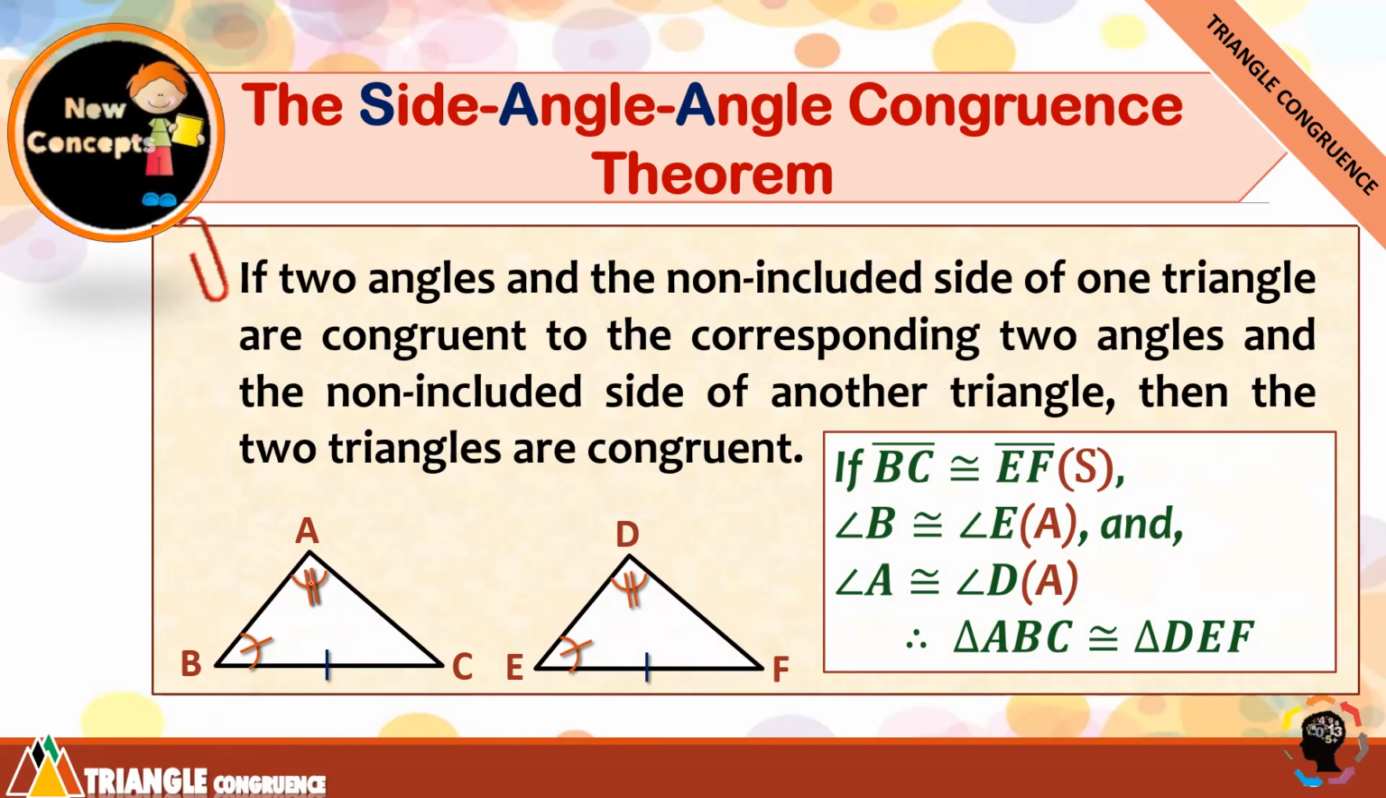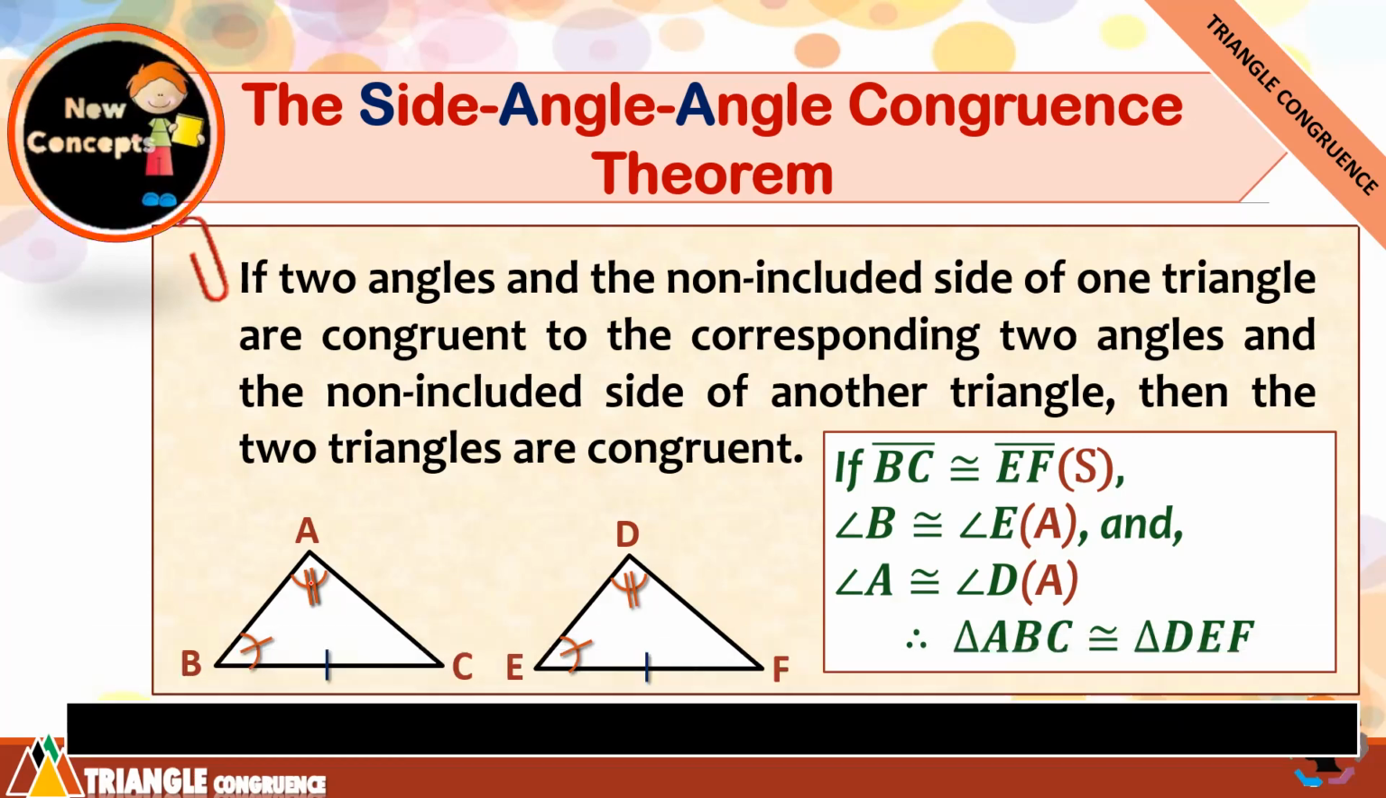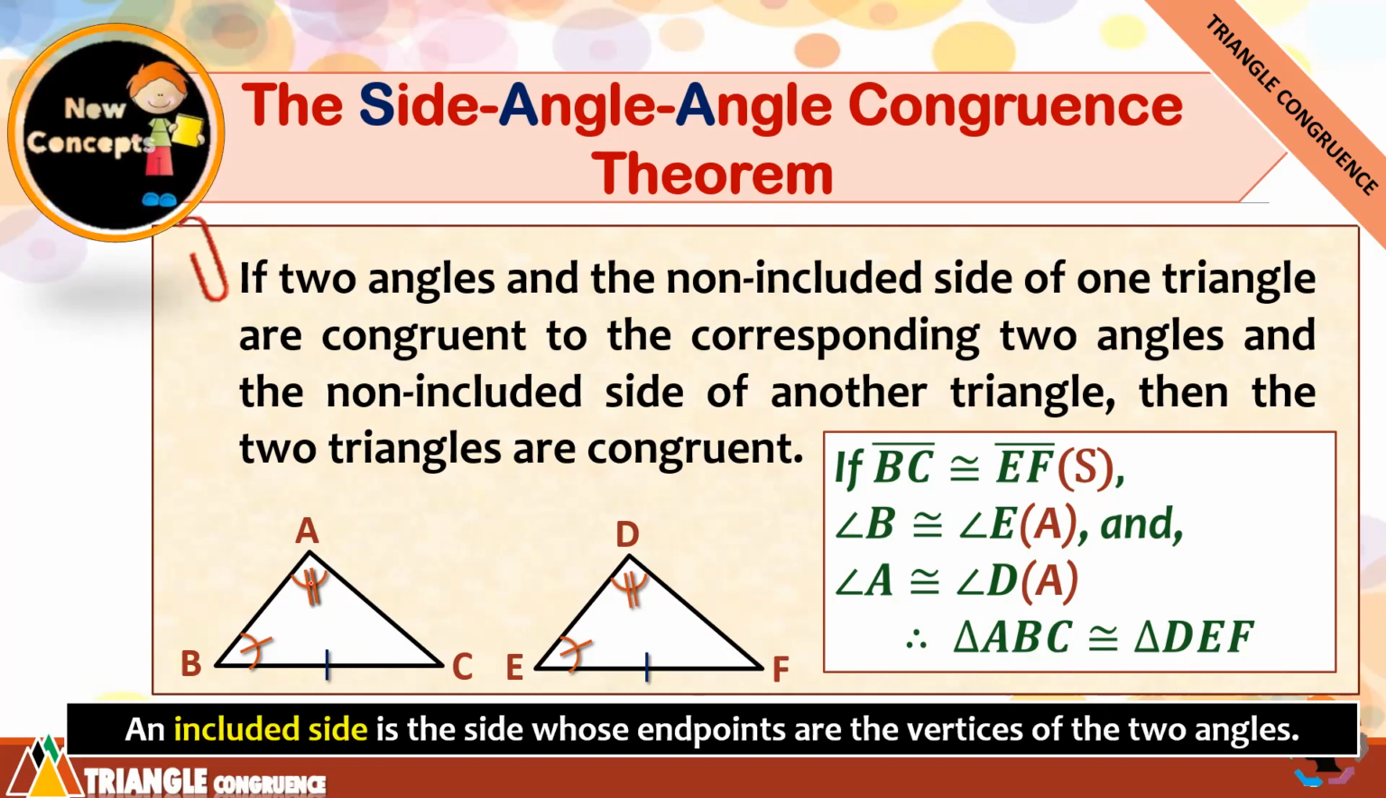So always take note that the two angles should come first, or there should be consecutive angles. It will follow in the video. So please take note of that. The included side is the side whose endpoints are the vertices of two angles. This one was actually for the ASA.